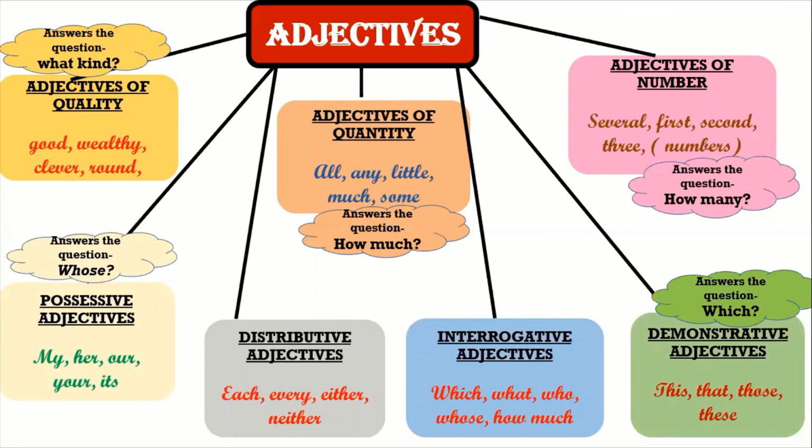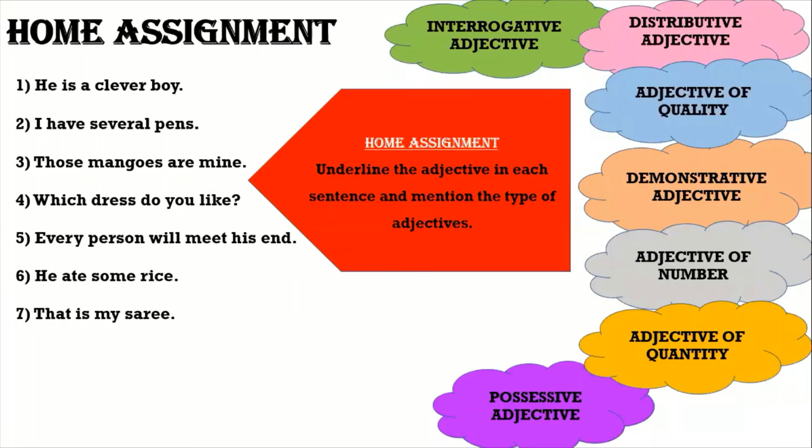Students, the last thing which is pending is the home assignment. Please make a note of it. I'll read it out for you. He is a clever boy. I have several pens. Those mangoes are mine. Which dress do you like? Every person will meet his end. He ate some rice. That is my saree. So what is your home assignment? Underline the adjective in each sentence and mention the type of adjective.